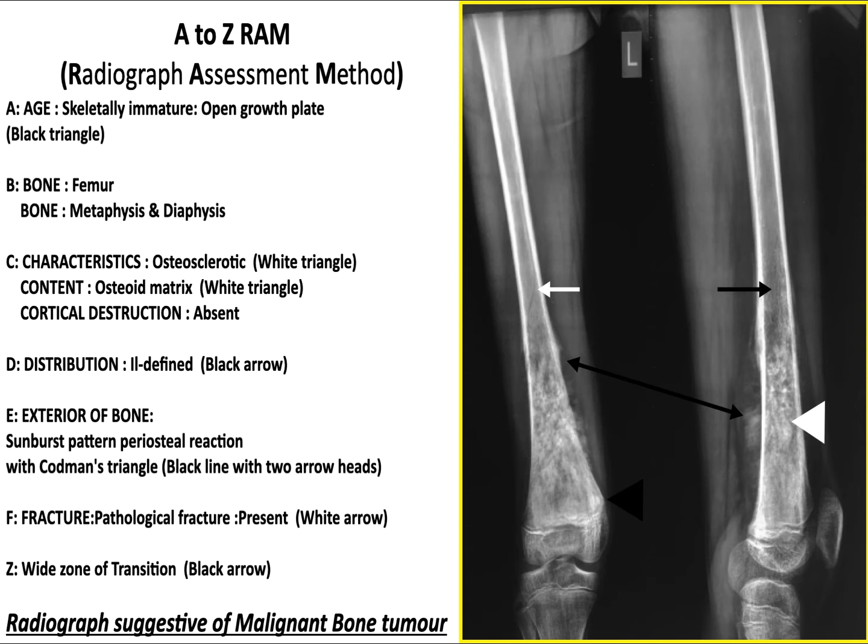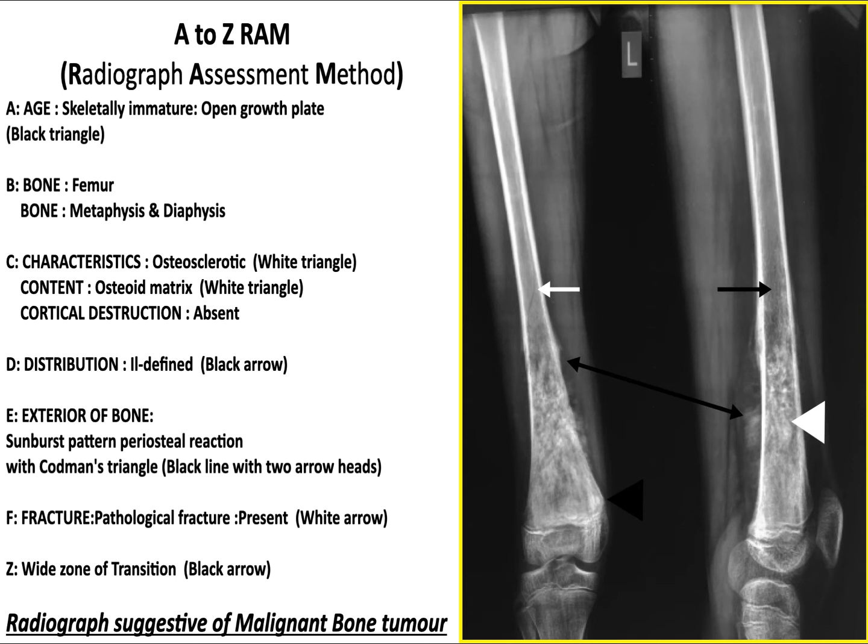How are the characteristics? It's an osteosclerotic content. The white triangle is pointing towards osteosclerotic content. So we will be seeing in a subsequent slide what the meaning of osteosclerotic content is. Next, it is having an osteoblastic matrix. Here there was no cortical destruction. How does the lesion look? It's ill defined because we are unable to know where the start of the tumor is and where the end of the tumor is. So it's an ill-defined lesion.